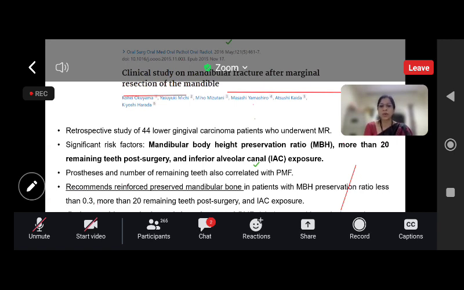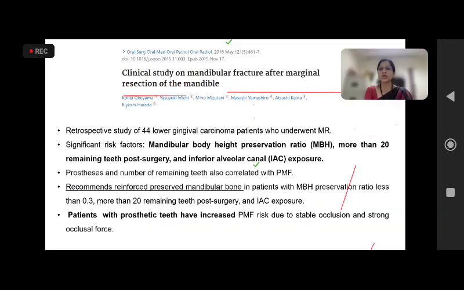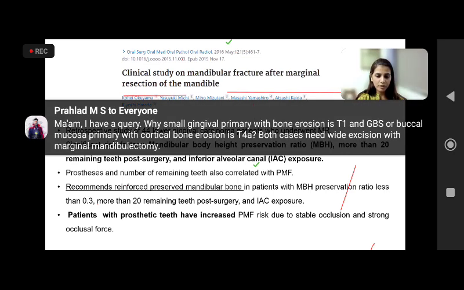So the point to be taken is that you select the patient properly. Don't overdo a marginal mandibulectomy just because you wanted to save the mandible. If you are not happy, maybe a segmental is the choice for that patient. So you have to do a proper selection and a proper reconstruction for the patient. Right. Good soft tissue cover after surgery is utmost important to prevent necrosis of the mandible after radiotherapy.